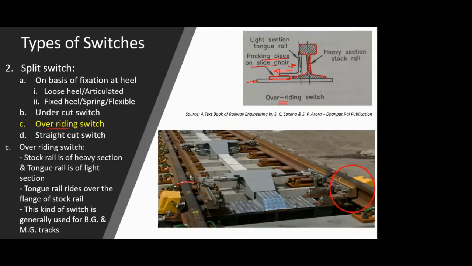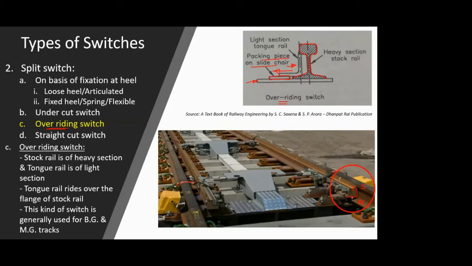So this is the picture from the workshop stage itself. So here you can see the portion that I have circled. This is the stock rail that you have. This is the tongue rail, and here clearly you can see the foot of the tongue rail. This is the foot of the stock rail. It is overridden by this tongue rail. The tongue rail is placed over this foot.